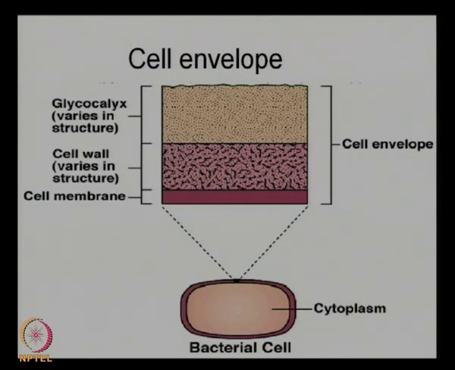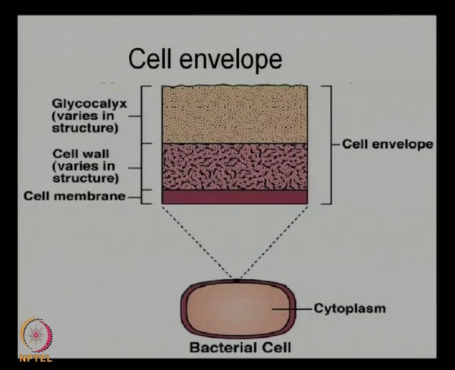Now, we can divide the cell envelope into three distinct groups. One is the glycocalyx, the outermost, which is followed by the cell wall and then the cell membrane. That means the glycocalyx is the outermost, then the cell wall, and the cell membrane is that layer where one side is exposed to the cytoplasmic fluid which is present inside the cell.